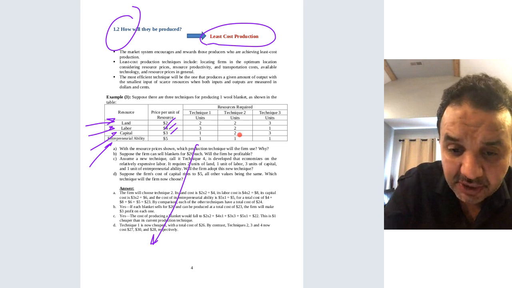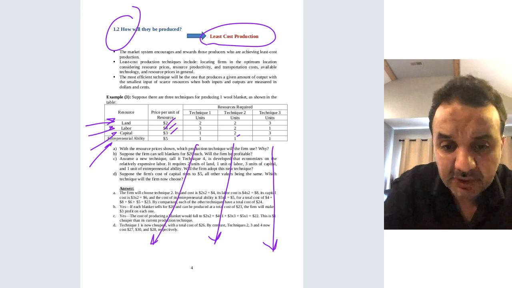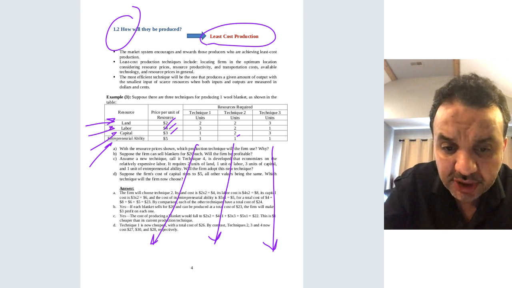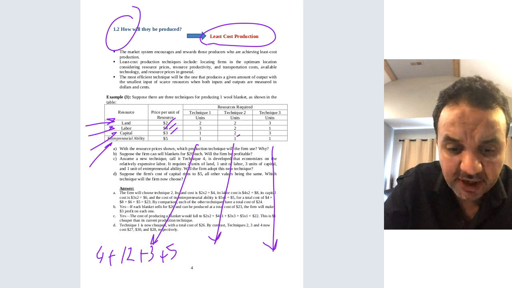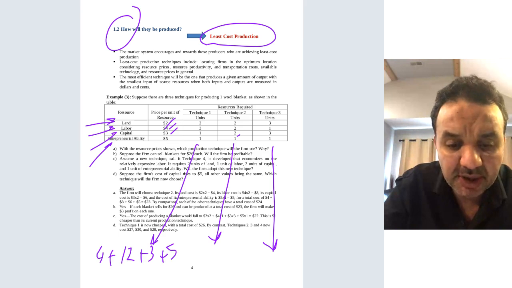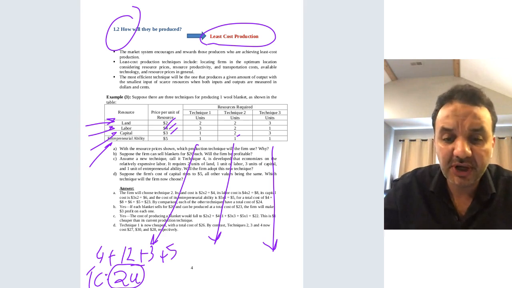Okay, so let's find out the cost here. Technology number 1, number 2, and number 3. Let's do it quickly. 2 units, and the price for 1 unit equals 2, so this is 4, plus 3 times 4 equals 12. 1 times 3 equals 3. 1 times 5 equals 5. So let's add up these numbers. 4 plus 12 is 16. 16 plus 3 equals 19. 19 plus 5 equals 24. Okay, so this is the total cost for using technique number 1.